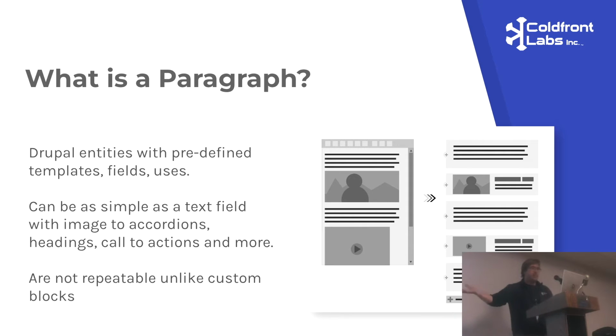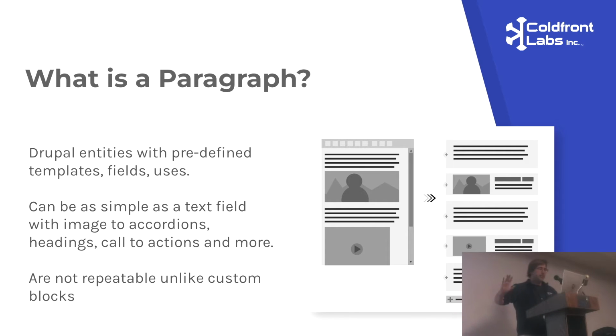And then we can have a paragraph that's an image, or a paragraph that's an accordion, or a heading, or a call to action, and you build out your components from there, which we'll talk about in a minute. The big thing to remember about paragraphs is that they're not repeatable. They're used for one-time use things. So if you want to repeat information on multiple pages, you need to look at something that has access to blocks and field blocks and stuff like that.